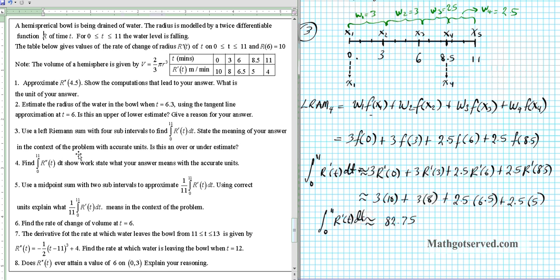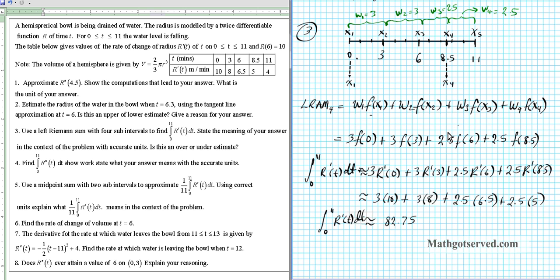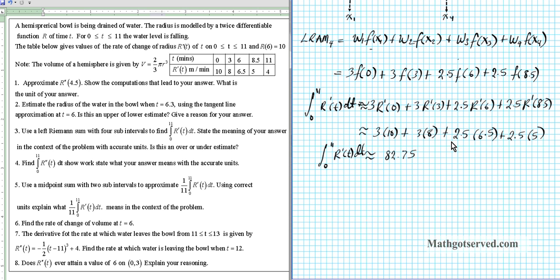The problem also asks us to state the meaning of your answer in the context of the problem with the units. So what does this answer mean? What did we just estimate? What is the estimated value of what we just calculated? If you think about the expression to the left, what is this expression here?